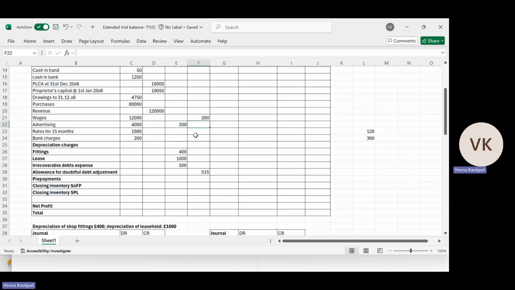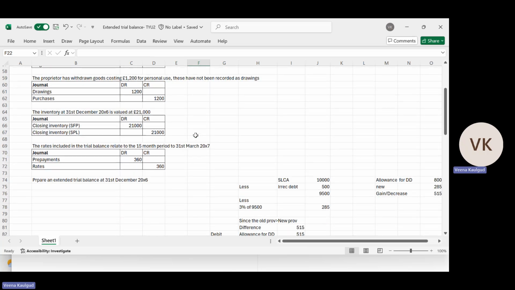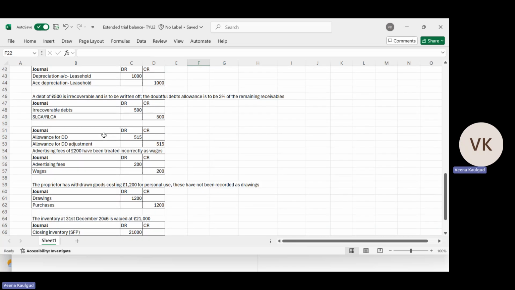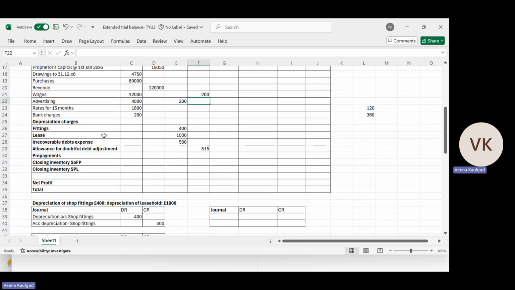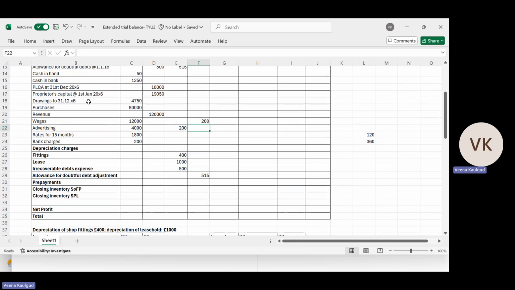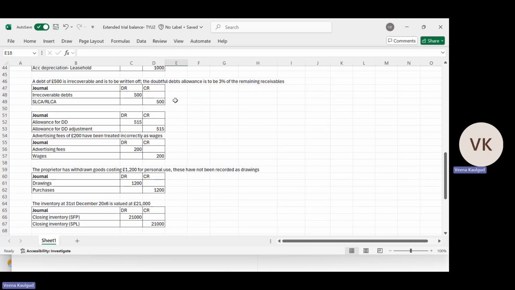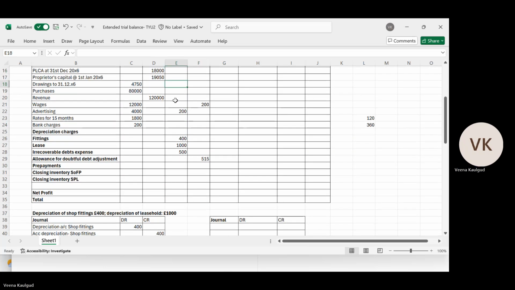Okay. Then the next journal is going to be drawings debit, purchases credit, right? So do we have drawings here? Yes, we have drawings here. Drawings debit, 1,200. Okay. And the purchases are going to be a credit of 1,200.